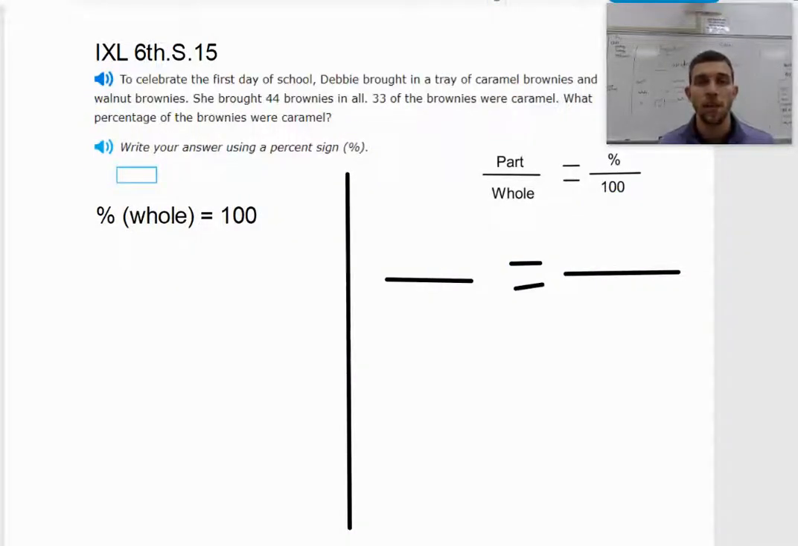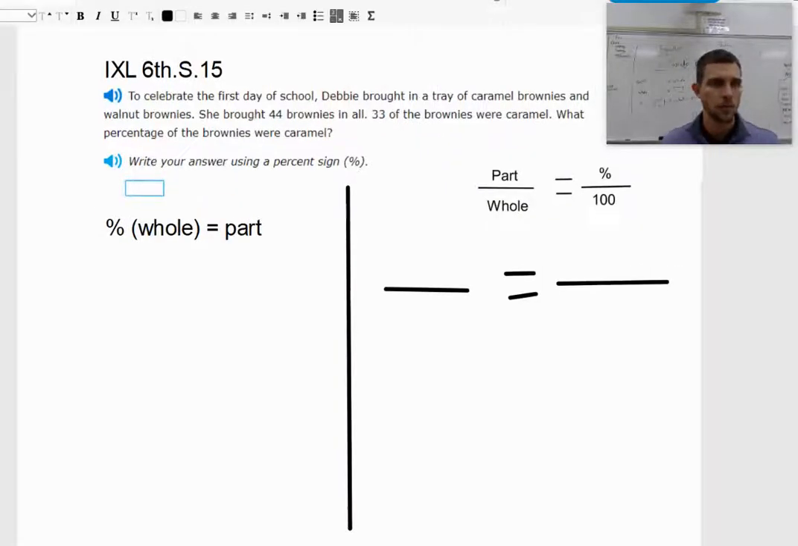On the next problem, we're told to celebrate the first day of school, Debbie brought in a tray of caramel brownies and walnut brownies. She brought 44 brownies in all. 33 of the brownies were caramel. What percentage of the brownies were caramel? So we're going to do the same thing here. And I need to change that 100. That should be a part.